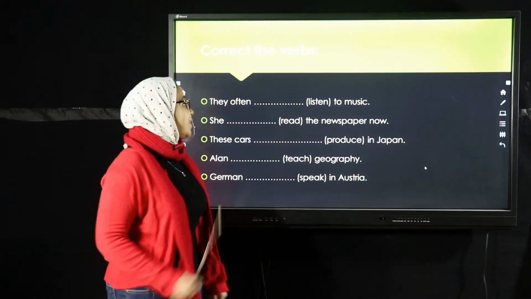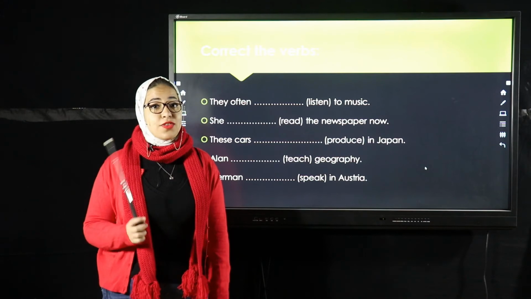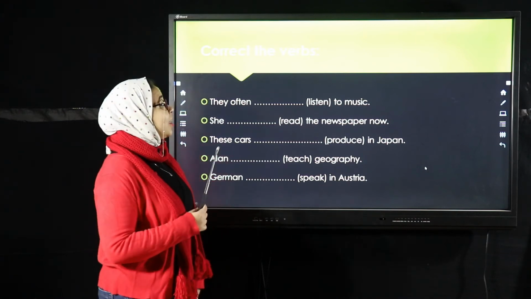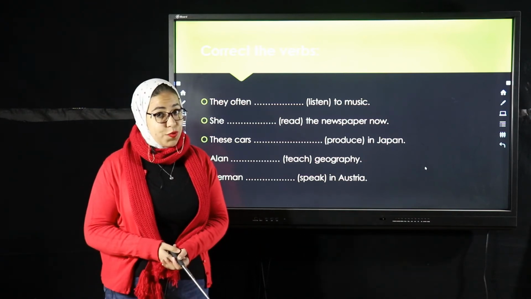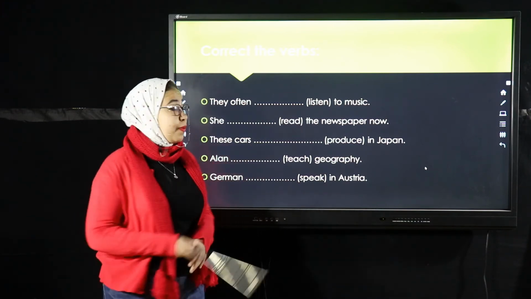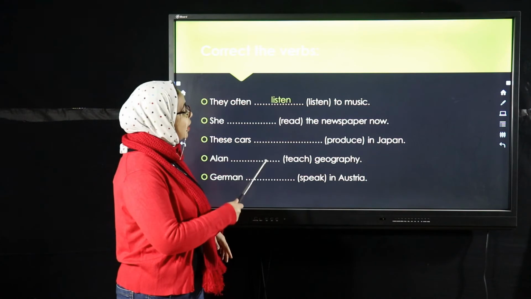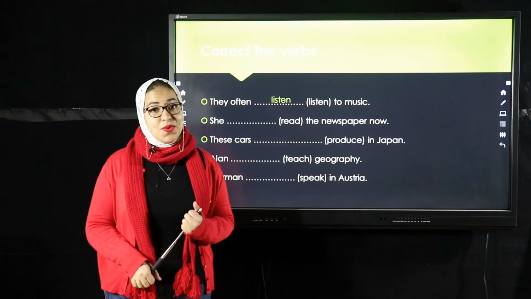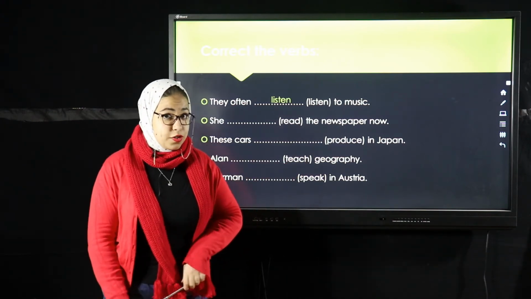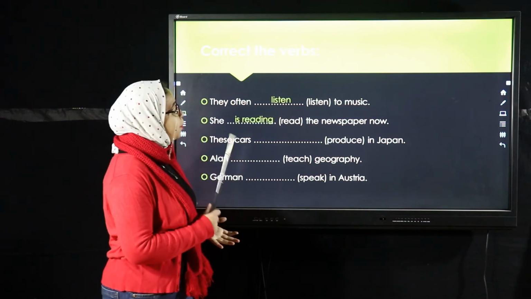Now we've corrected the verbs. They often listen to music. So is this an active voice sentence or a passive voice sentence? At first I started with the subject normally, and in here this is an active voice sentence, of course, and that's why we're going to add the verb normally, not the verb to be plus the past participle. So they often listen. She read the newspaper now. So I have the object at the beginning and I have the word now, so this is the present continuous. So she is reading.